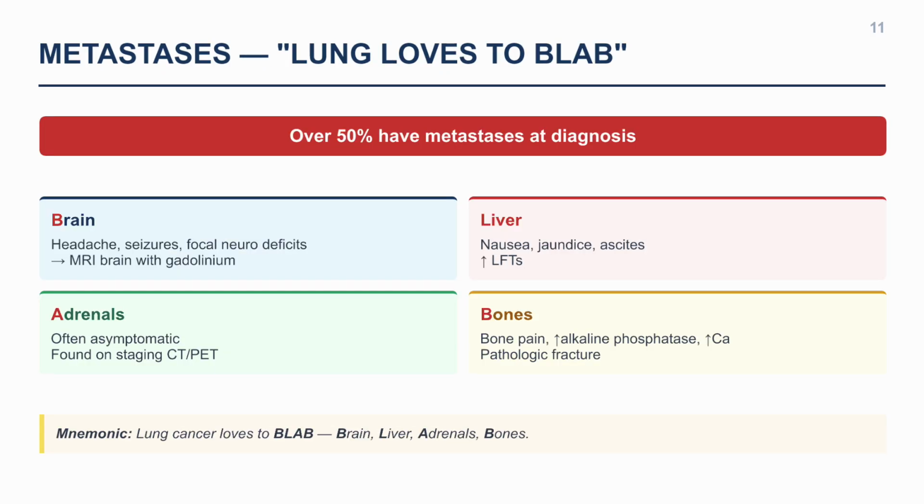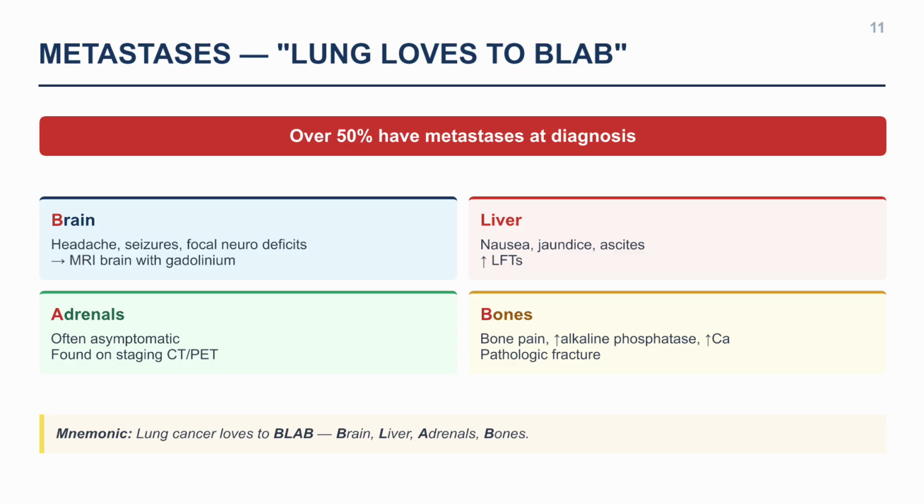More than half of all lung cancer patients have metastatic disease at the time of diagnosis. The most common sites are easy to remember with the mnemonic BLAB: brain, liver, adrenals, and bones. Brain metastases present with headache, seizures, or focal neurologic deficits. MRI brain with gadolinium is the preferred imaging study.